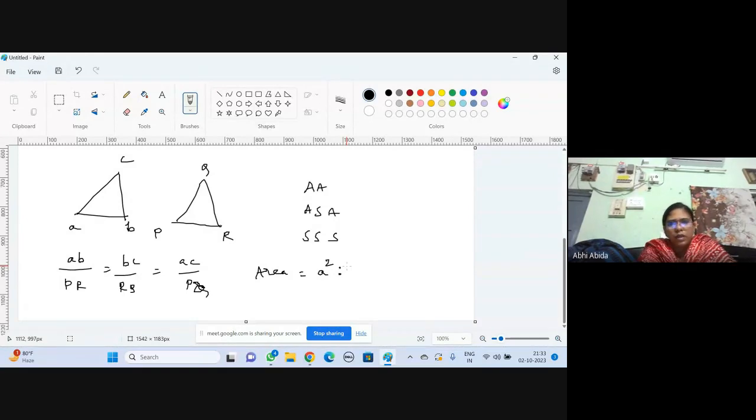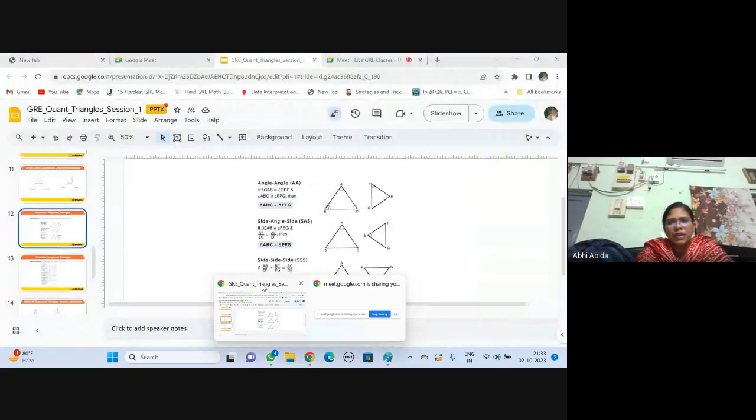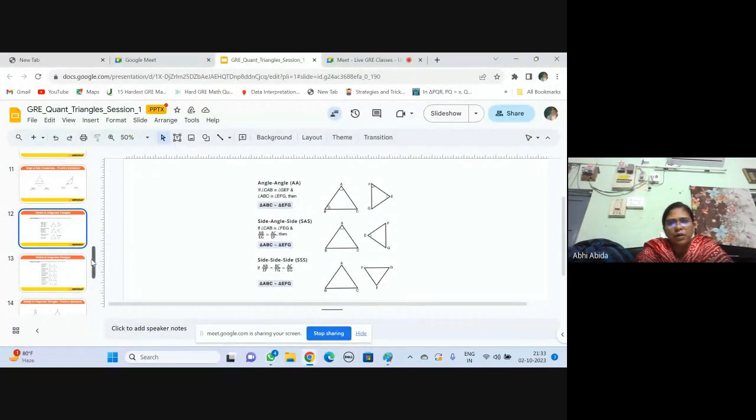So a square is to b square. This is about the area. There are some basic questions on the screen. We'll just discuss the questions for 2 more minutes, then we'll close the class.